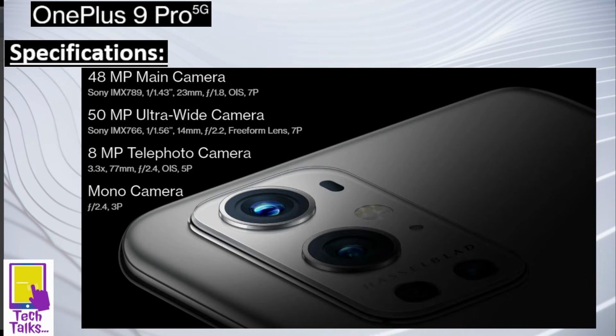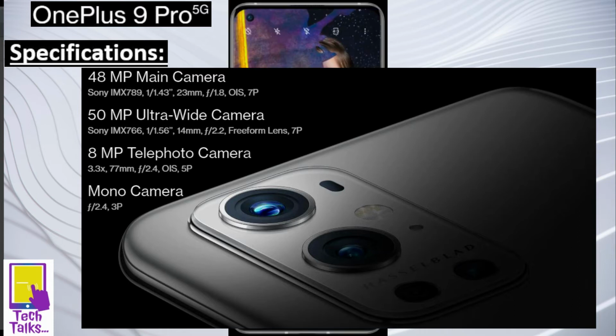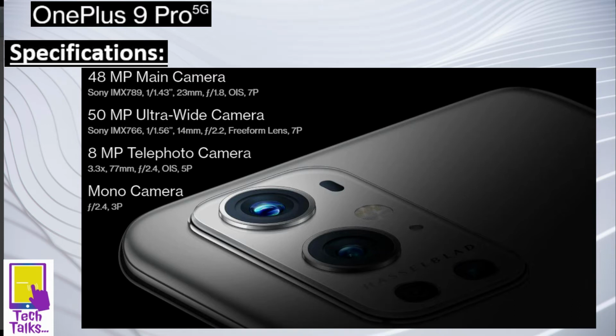And the third camera is a telephoto camera. The telephoto camera is 8 megapixel with an aperture of 2.4 and with OIS PDAF. And the fourth camera is a monochrome camera. The monochrome camera is 2 megapixel, and this camera is for clicking black and white photos. And it has dual LED flash.